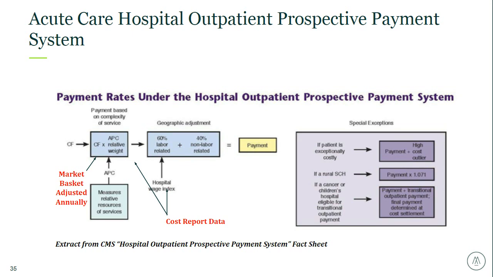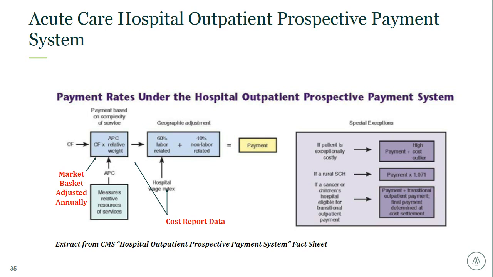It calculates length of stay. It calculates average per diem costs for routine services. So Medicare takes those cost reports very seriously, and in conjunction with MedPAR data, uses that to make those resource determinations for DRG and APC payments.